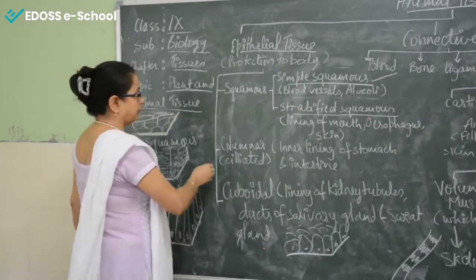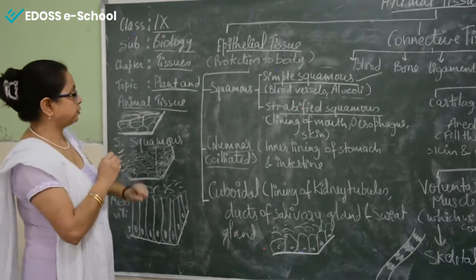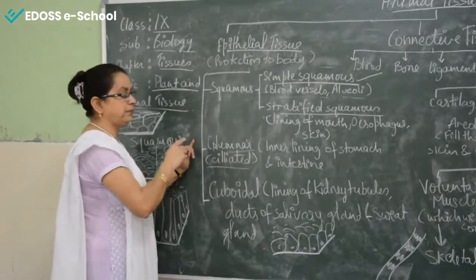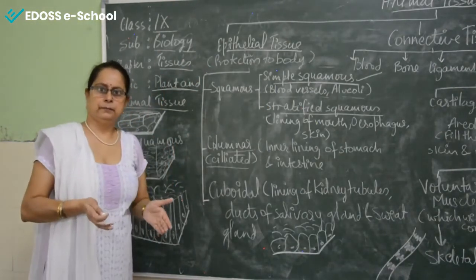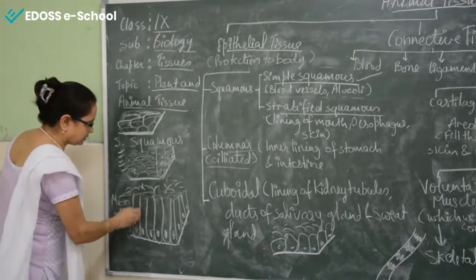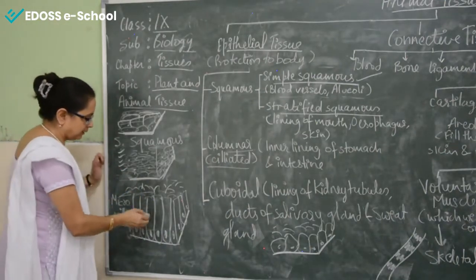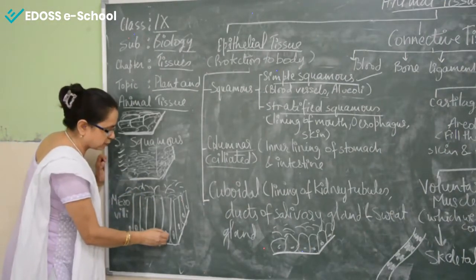Now next we'll come to the columnar epithelium. This is the next type of epithelial tissue. Columnar epithelium, column means what? Pillars. So it is like in the pillar form. Here you can see it is like in the pillar form. And another difference is that their nucleus lies at the base of the cell.